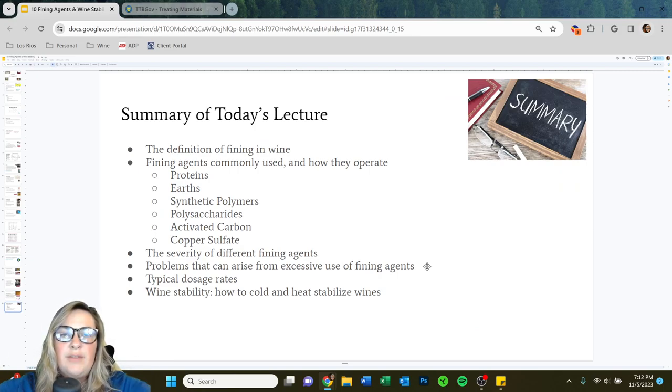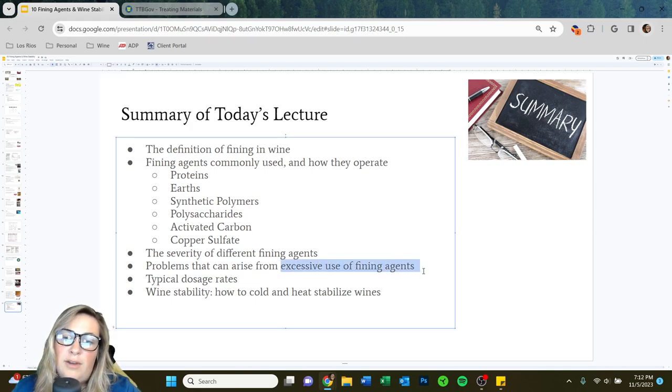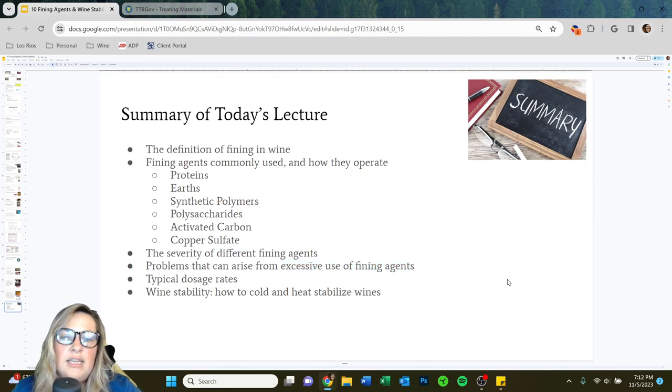So here's a summary of today's lecture. We defined fining and what fining agents are. We talked about the different types of fining agents that are commonly used and how they operate. We talked about the severity of different fining agents, and problems that can arise from excessive use of fining agents. Just check out that table for typical dosage rates. And we also talked a little bit about wine stability and how to cold and heat stabilize wines.